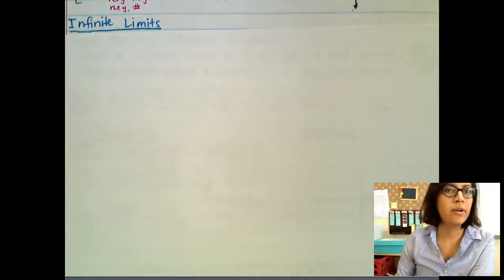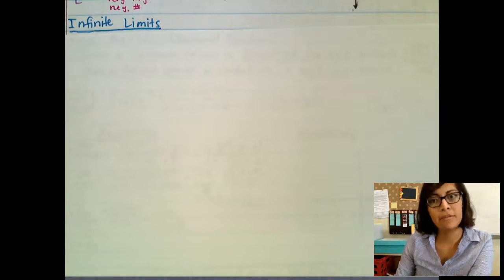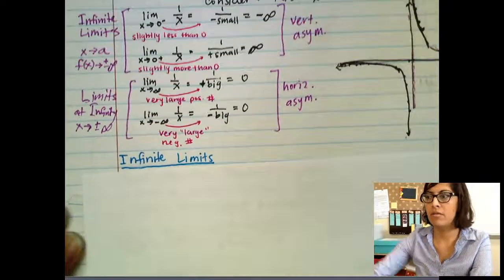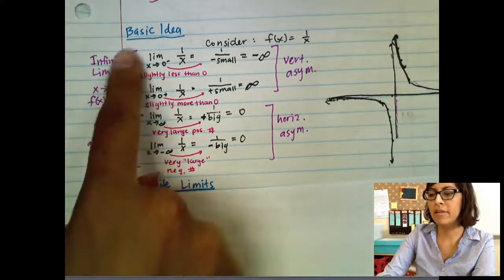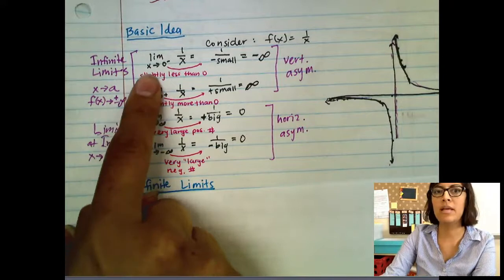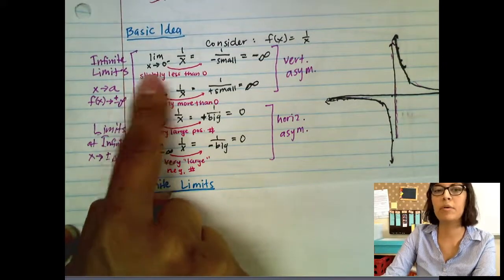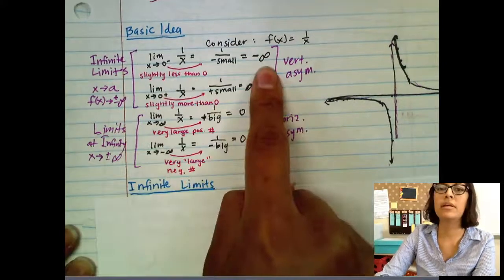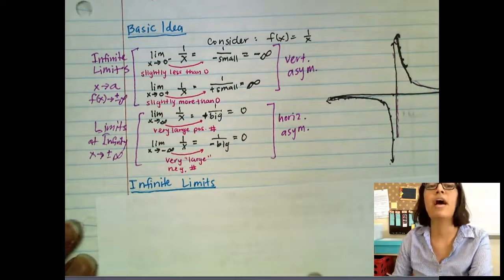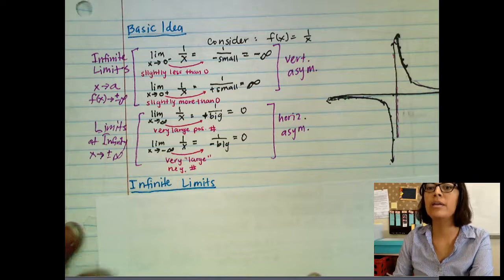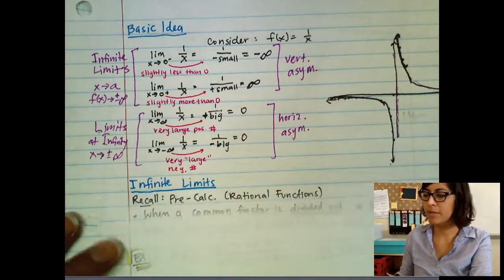So we are going to be looking at some examples of infinite limits. Let's just review. These are limits where the x value approaches some number, and the result is something very, very large. Limits that equal infinity, positive or negative.